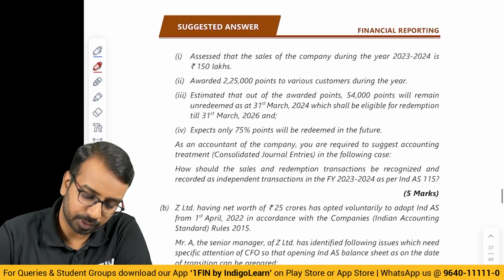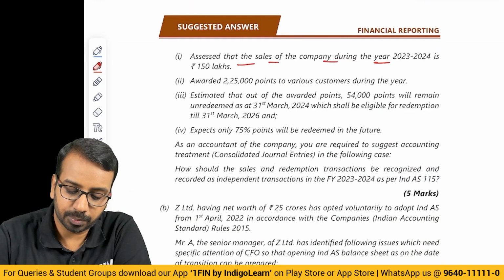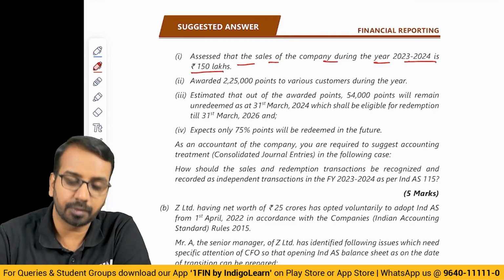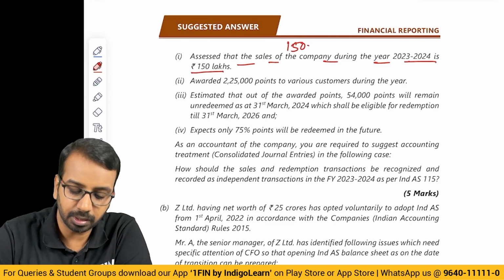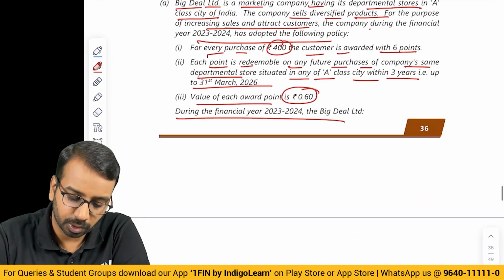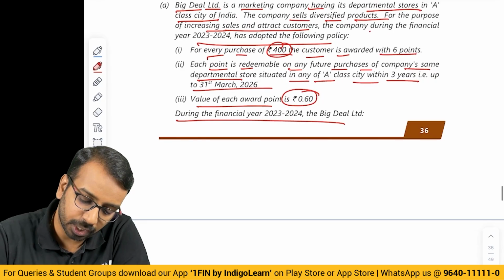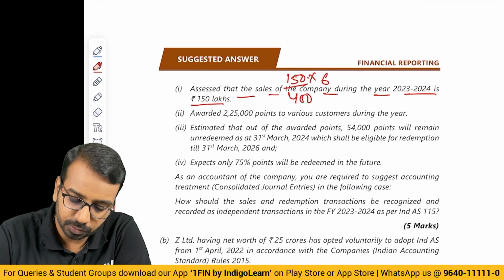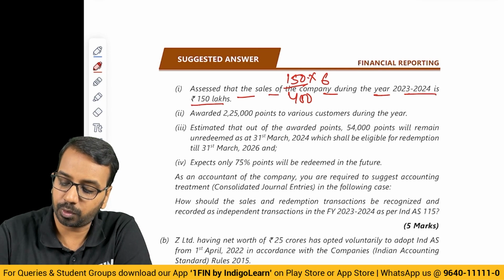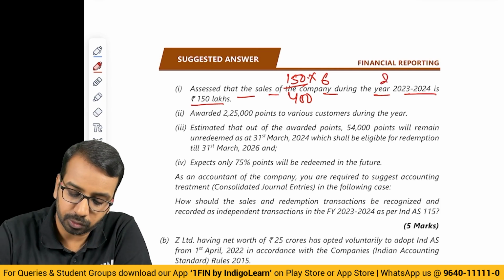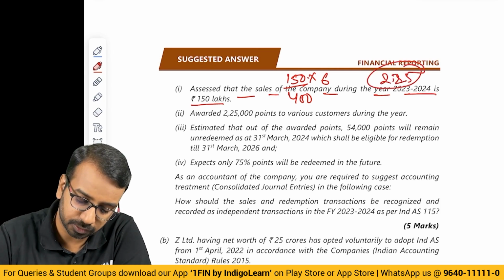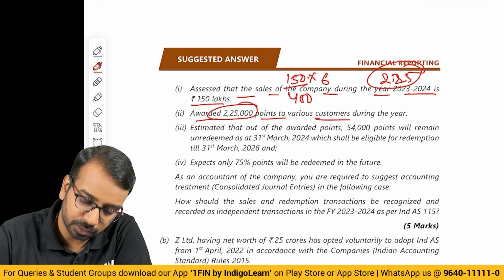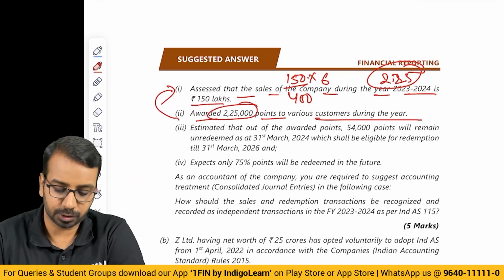Following things have happened. Assume that the sales of the company during the year 23-24 is 150 lakhs. So 150 lakhs has been the sale. What is the ratio? They have said for 400 you will get 6 points. So 150 lakhs divided by 400 into 6, you get 2.25 lakhs. Awarded 2,25,000 points to various customers.